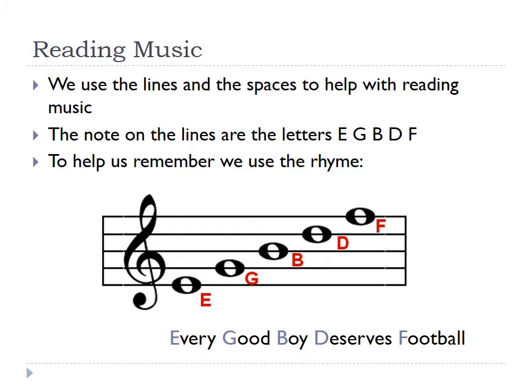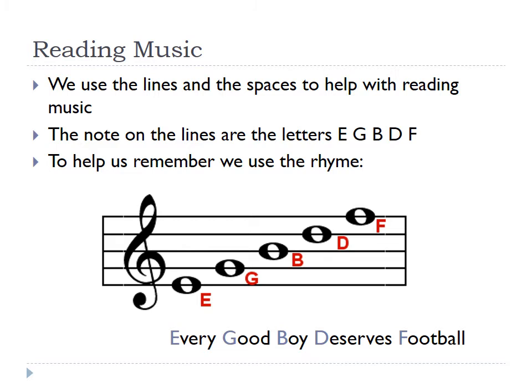Right, so like we use the spaces to help with reading music, we also use the lines. The notes on the lines are the letters E, G, B, D, and F. Unfortunately, not as easy as the word face, but to help us remember, we make up a rhyme. And the rhyme that I use is every good boy deserves football. If you prefer it, you can also use every green bus drives fast, or any little rhyme that helps us with the acronym E, G, B, D, F.